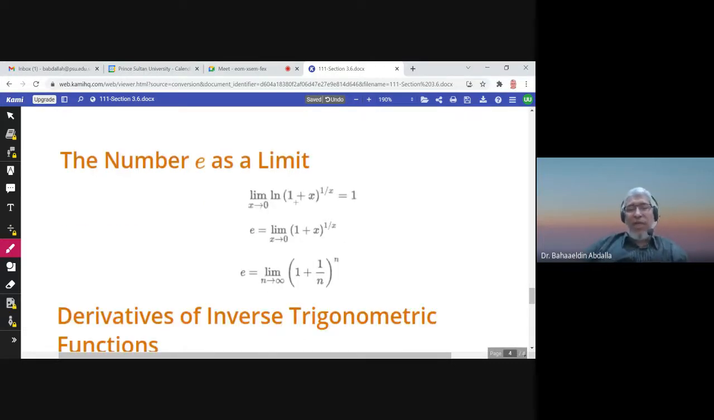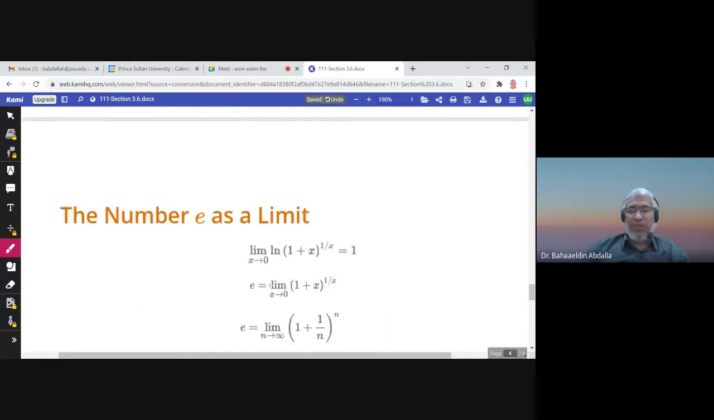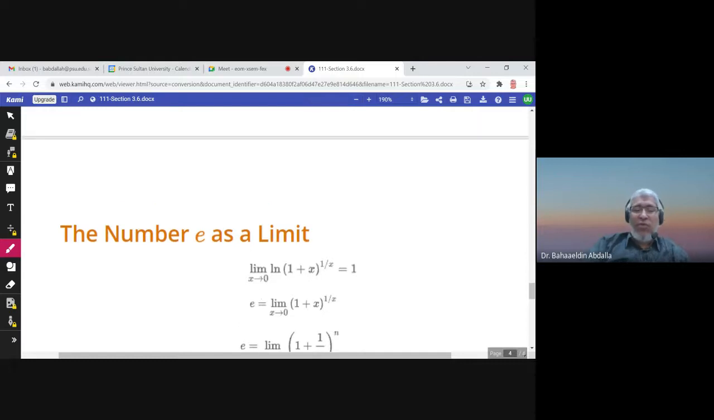Well, the number e as a limit. We can express e as the limit of 1 plus 1 over n to the power n when n approaches infinity. We can prove this from the definition of the derivative. If we take the function f of x equals ln x, we know that f prime of x is 1 over x. So we know that f prime at 1 is 1 over 1, which is 1.